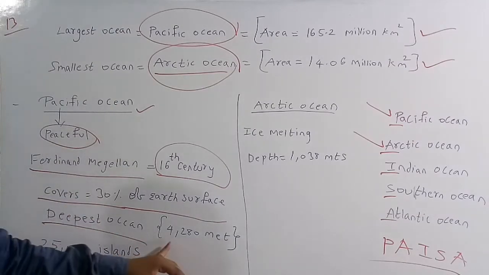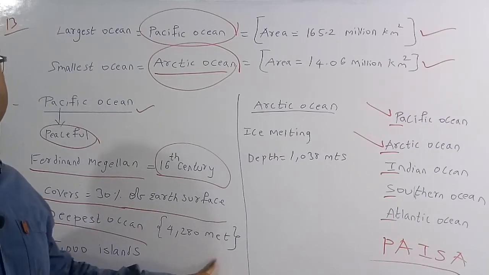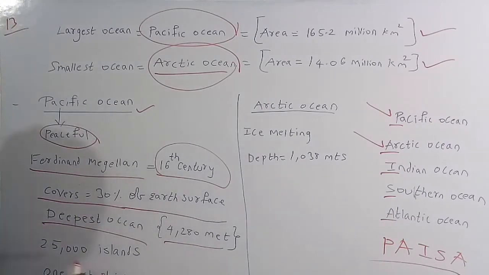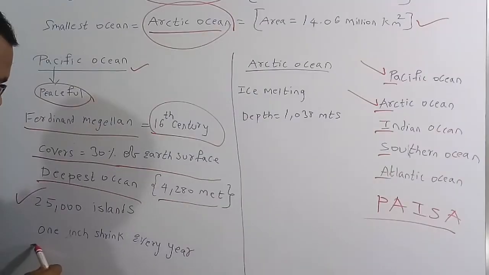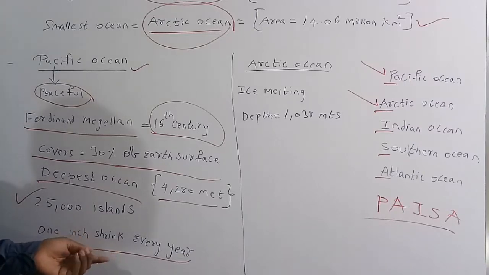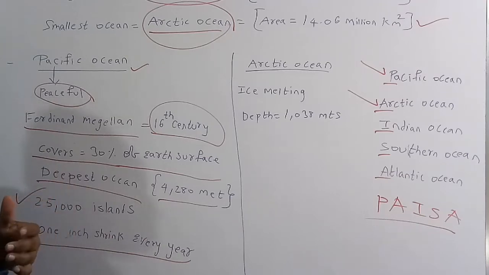The depth is 4,280 meters. This much depth is of this ocean, and this ocean has nearly 25,000 islands. Here every year, due to tectonic plate movement, this Pacific Ocean is going to shrink by 1 inch. So these are some of the facts of the Pacific Ocean.